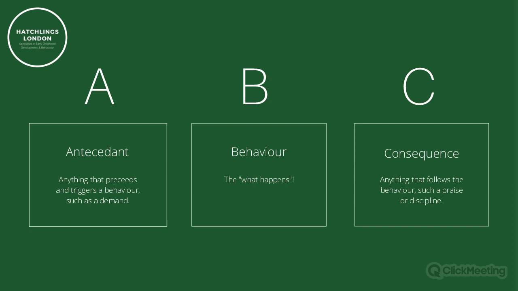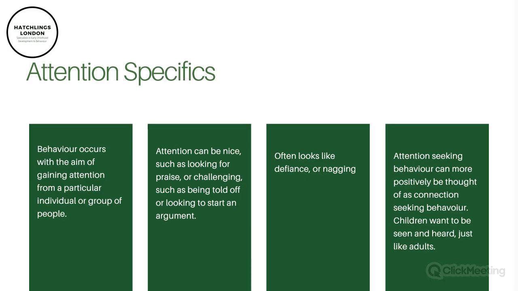So let's flick onto attention specifics, because that's what we're all here for tonight. Attention behavior is behavior that occurs with the aim of a child getting the attention of an individual or a group of people, because I think we've all encountered situations where it's not just about one person's attention, but about a whole audience. The thing that we really need to focus on when we're thinking about attention behavior is attention can be nice.